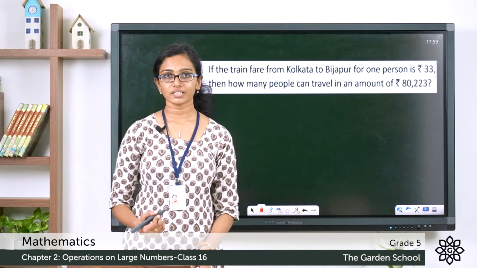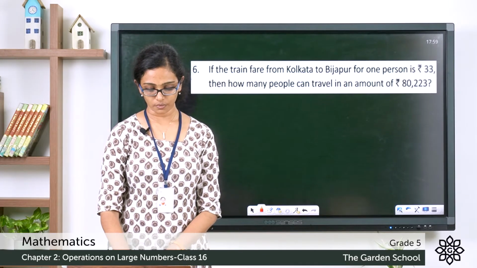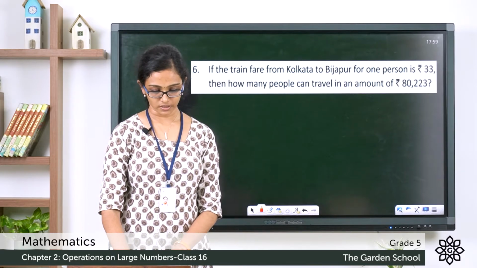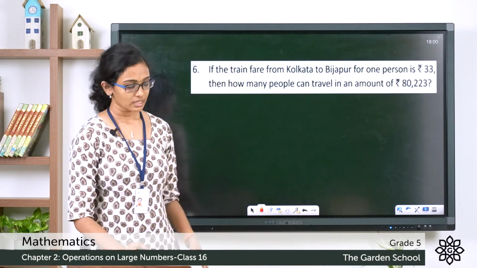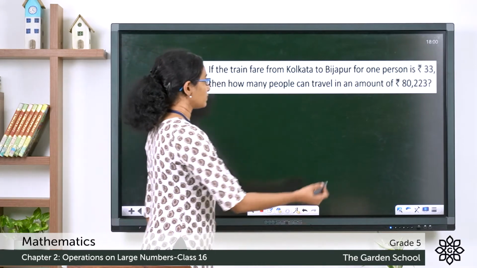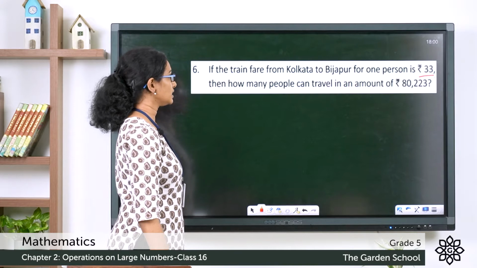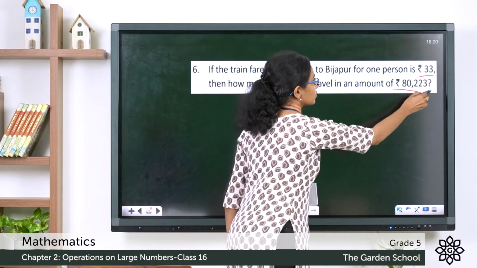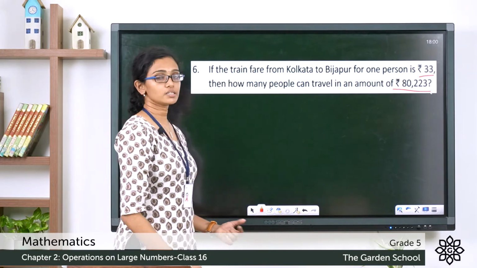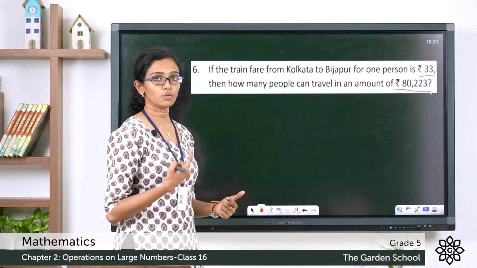Now question 6. If the train fare from Kolkata to Bijapur for one person is rupees 33, then how many people can travel in an amount of rupees 80,223? So here the train fare for one person is given, that is rupees 33. Now we are asked to find out how many people can travel with an amount of rupees 80,223. So how do we do this one? We have a total amount and we have the fare for one person.